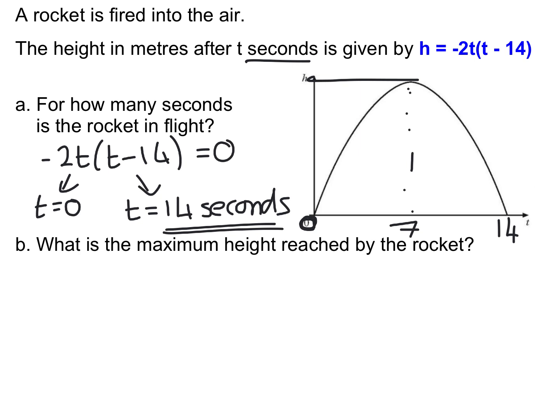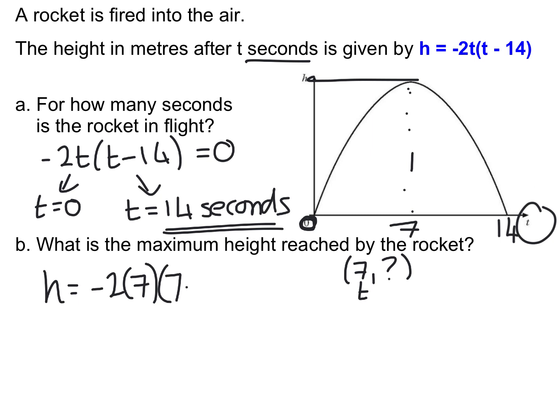So we are going to replace our x coordinate with 7. Although this one isn't in terms of x, it's your t, okay? So this time we know it's along 7. We don't know what that is, but our x-axis is actually a t in this case. So our time is 7, so I'm replacing t with 7. So h equals negative 2 times 7. And then in the bracket, you've got 7 minus 14. Well, minus 2 times 7 is minus 14. 7 take away 14 is minus 7.